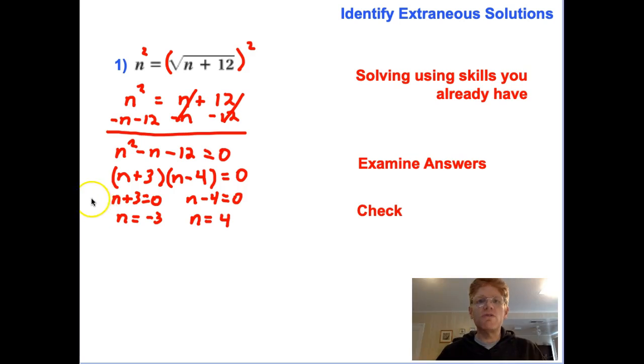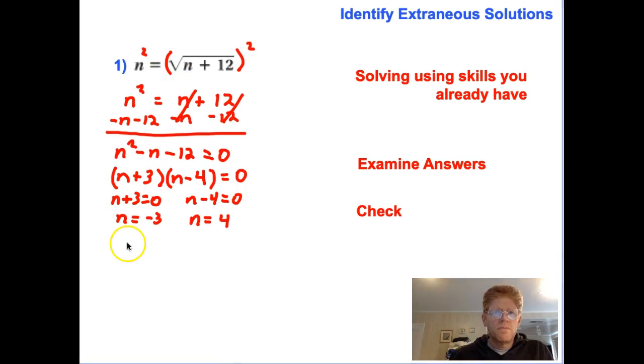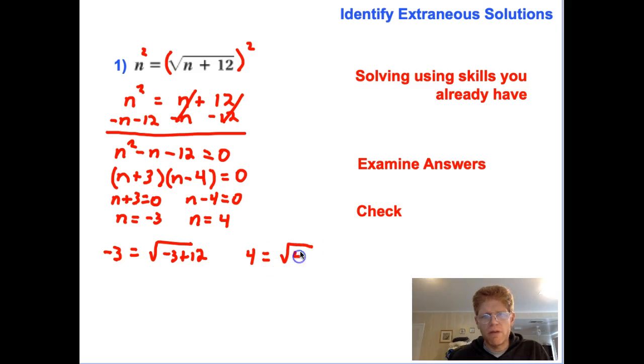So we have two solutions, but will they both work? Well, let's plug them in and see. All right, so negative 3 should be equal to the square root of negative 3 plus 12. And 4 should be equal to the square root of 4 plus 12. And let's work that out. Negative 3 plus 12 is the square root of 9. And is negative 3 equal to the square root of 9? No, it isn't. That solution is extraneous.